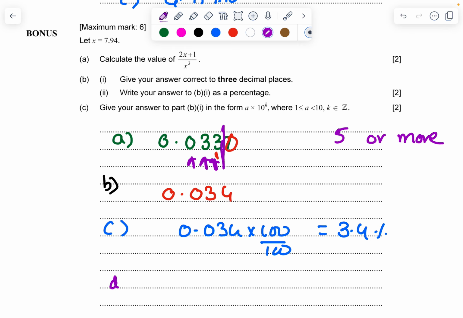Next part D, give your answer in the standard form. So 0.034 can be written as 3.4 times 10 to the power of, what is this? It has to move 2 units back. So times 10 to the power of -2.